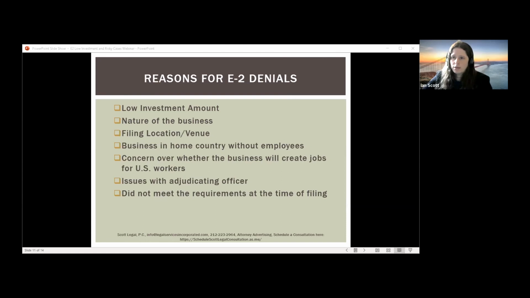As I mentioned, you can reapply. There's nothing that prevents you from reapplying after a denial. And if you know what the officer was unhappy with, then that will give you the opportunity to address it in your new application. Another reason for denial can be you just didn't meet the requirements at the time of filing. So if perhaps the company is not 50% owned by treaty country nationals, or you just have not invested any money. So if you put $100,000 in a business bank account, you haven't really made any investment. So you just didn't meet the requirements. For those types of objective things, generally you can look at what they were unhappy with, and then resubmit once you've addressed those concerns.